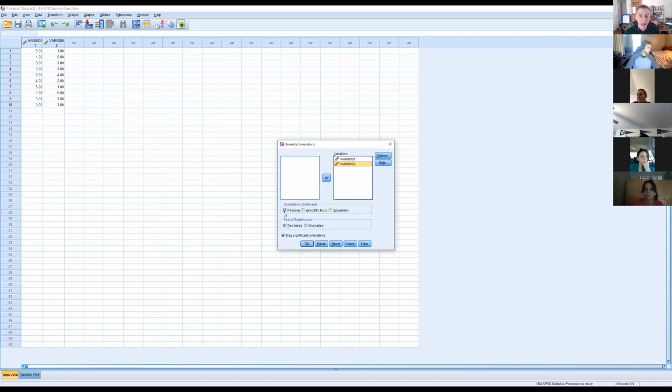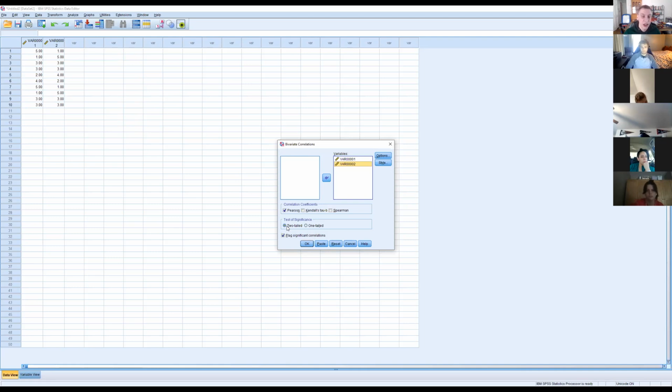And the Pearson correlation coefficient is checked by default. That's what we want. That's the most common type of correlation coefficient. There's also by default the two-tail test checked, and that's the one we want to test for, right?